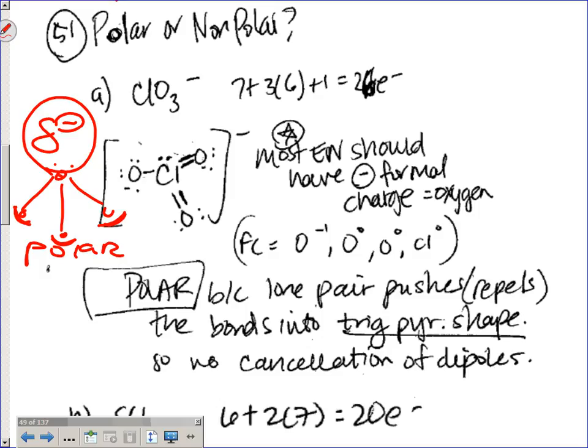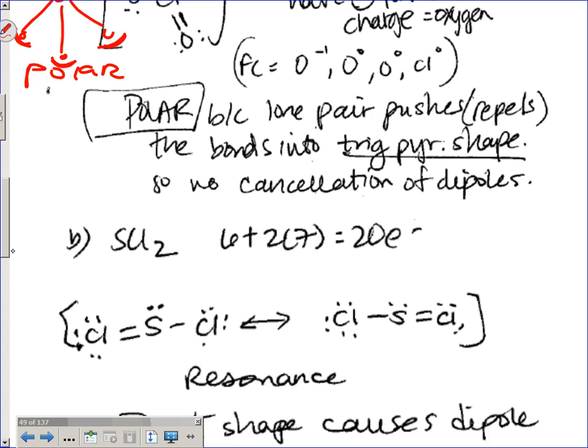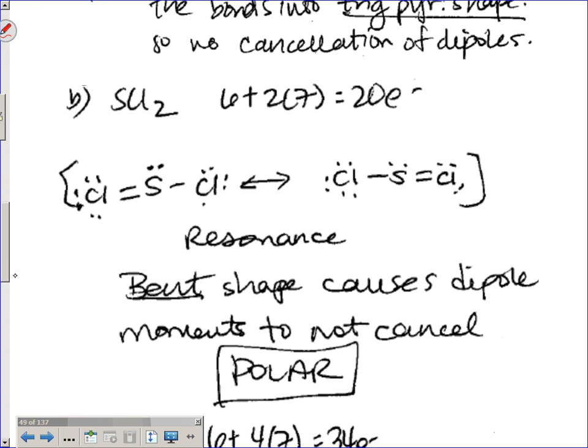Okay. And then this one, sulfur dichloride. This one had resonance to it because you had the ability to put the lone pair on either side. But in both cases, there's a lone pair on our sulfur. So overall, our shape is what?